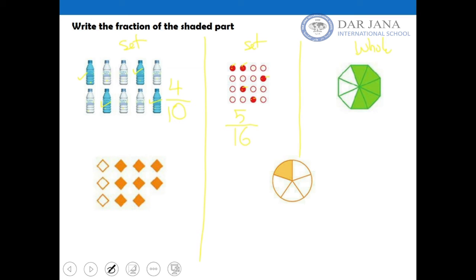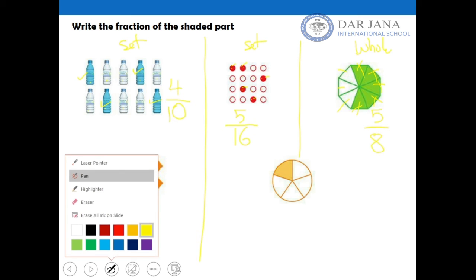In the third example, of course, first we need to find the denominator. So I need to find the total number of equal parts. I have here 1, 2, 3, 4, 5, 6, 7, 8. So the denominator is 8, the total number of equal parts. Now the numerator: because they're asking about the shaded part, I need to count the shaded part, which is 1, 2, 3, 4, 5. So 5 is the shaded part. So the fraction of the shaded part will be 5 out of 8.